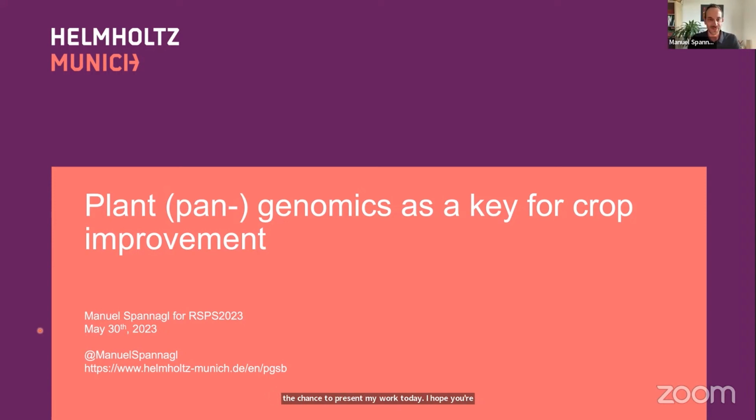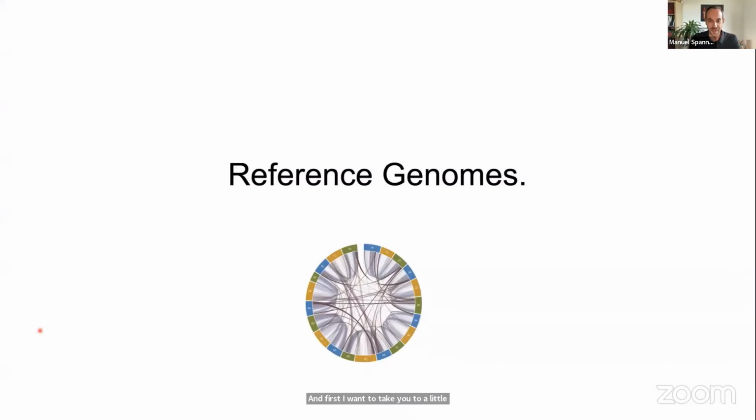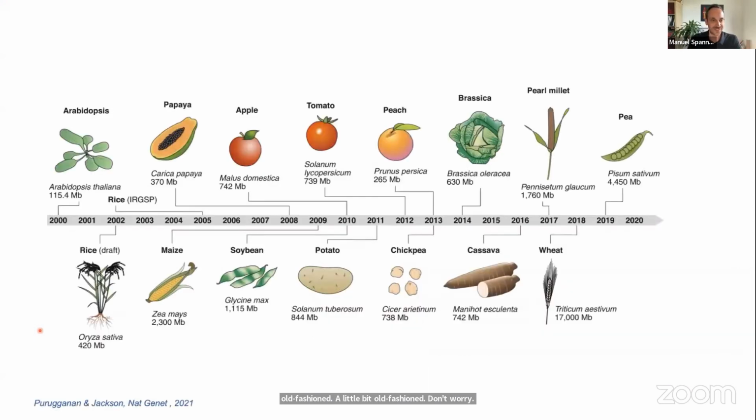I hope you're still fresh after the talks. We're going to switch gears a little now, because I'm going to talk about plant pangenomics and how they can help to improve our most important or our emerging crops. First, I want to take you on a little time journey back in the history of plant genome sequencing and start with some reference genome stuff. If you think reference genomes are a little old-fashioned, don't worry. I have something for you as well in the second part of my talk.